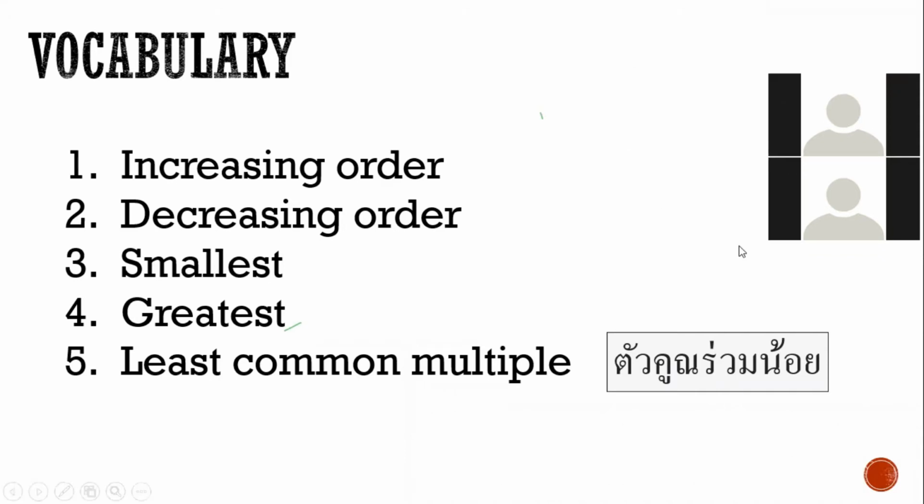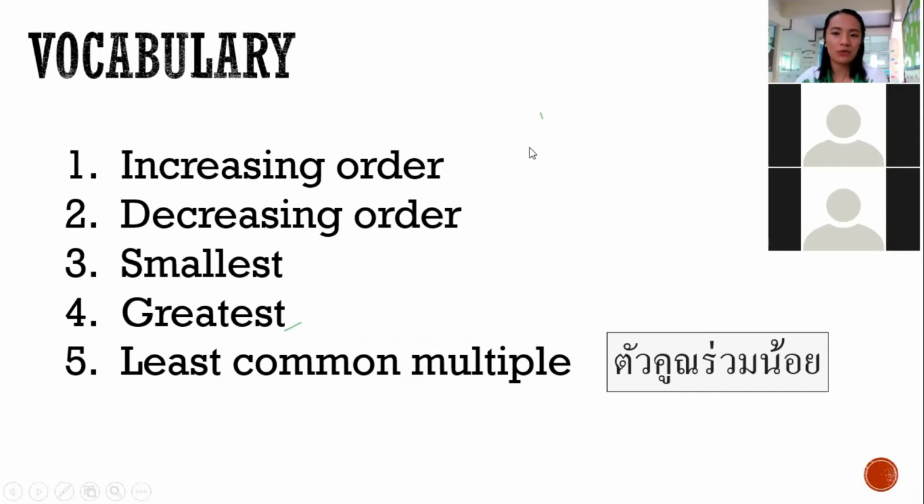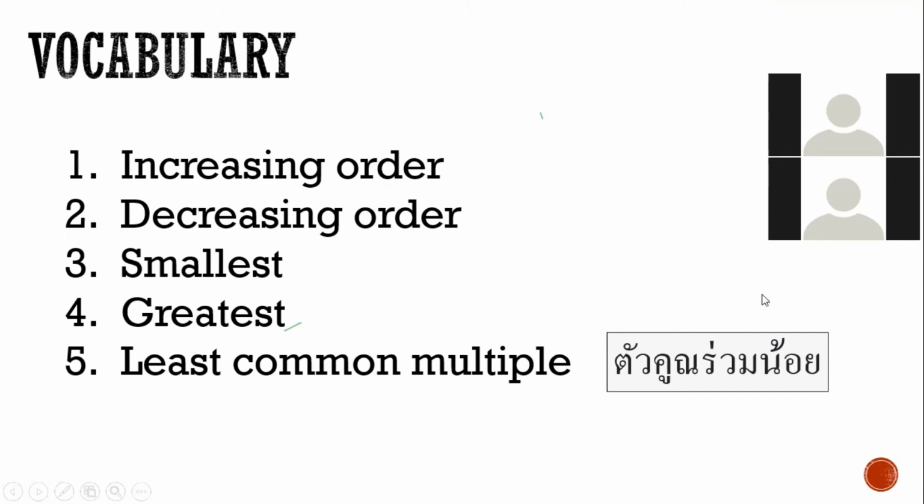I will call on Upper. Upper, please open your mic and read the vocabulary. Increasing order. Decreasing order. Smallest. Greatest. Least common multiple. Very good, Upper. Good job. Next will be Tonhom.